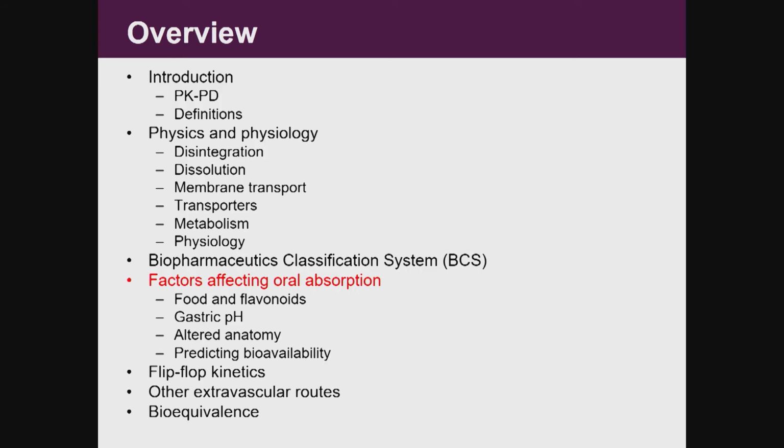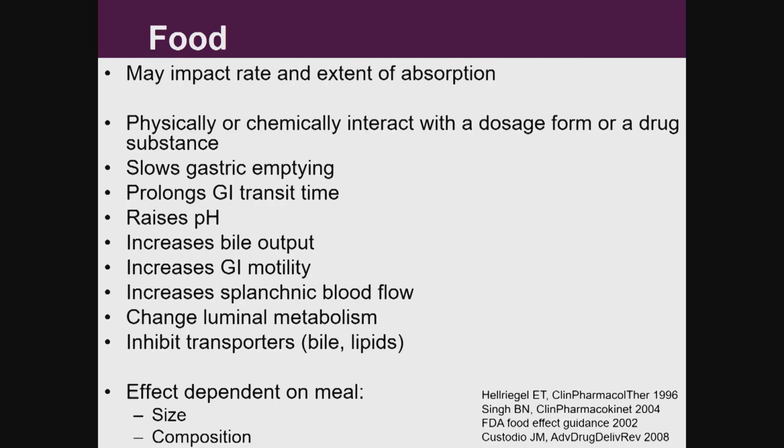Now I will discuss factors affecting oral absorption in more detail. Food may impact the rate and extent of absorption. These are some of the reasons why. Food can physically or chemically interact. It slows gastric emptying, prolongs transit time, raises pH, and increases bile output, motility and blood flow. It may change the luminal metabolism, and bile and lipid components will inhibit transporters. The effect is, of course, dependent on the meal size and composition.